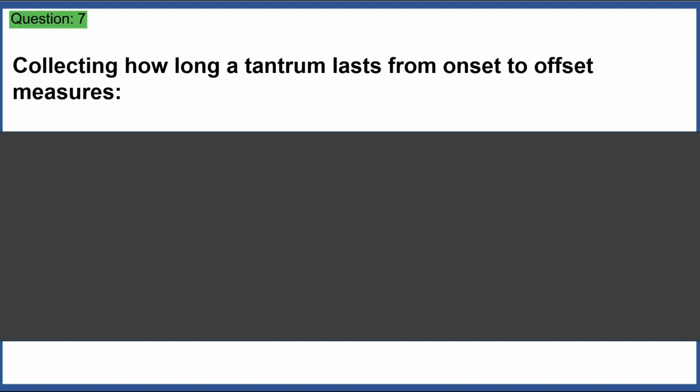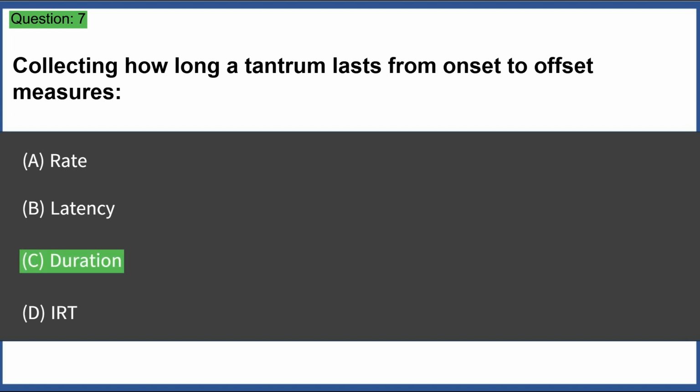Collecting how long a tantrum lasts from onset to offset measures A. Rate. B. Latency. C. Duration. D. IRT. Answer, C. Duration equals span of the behavior.